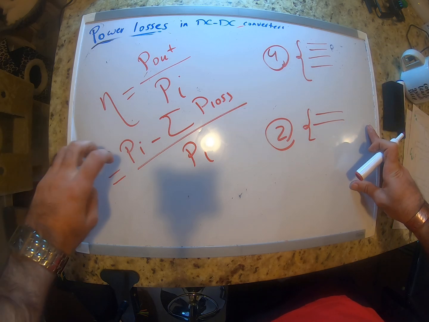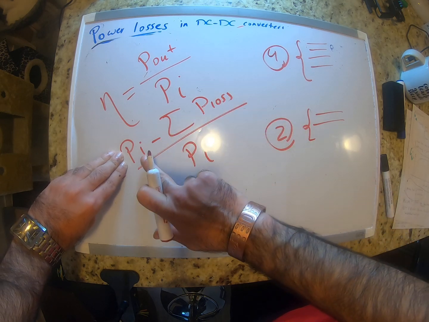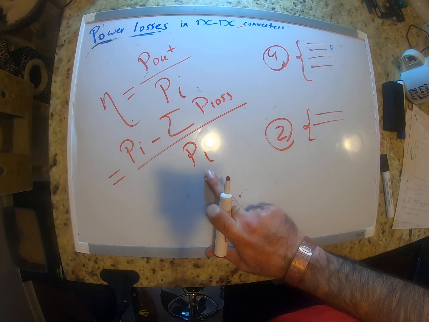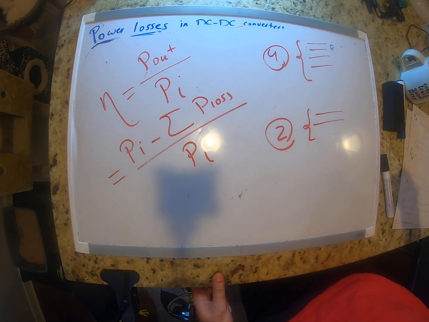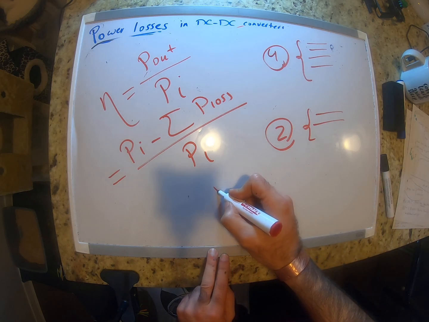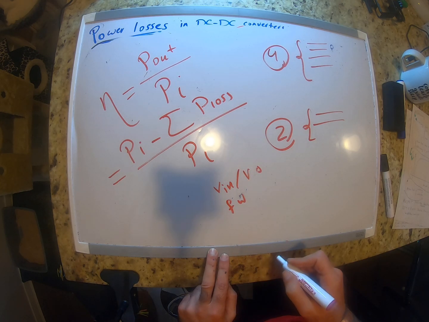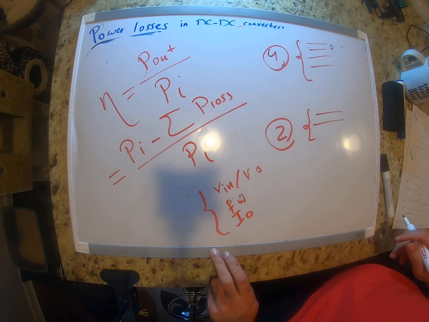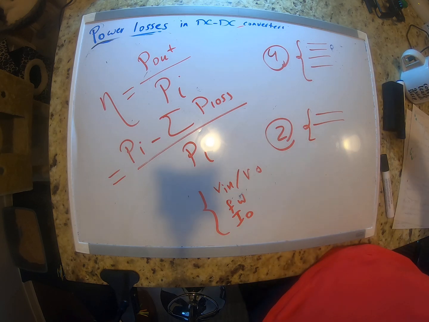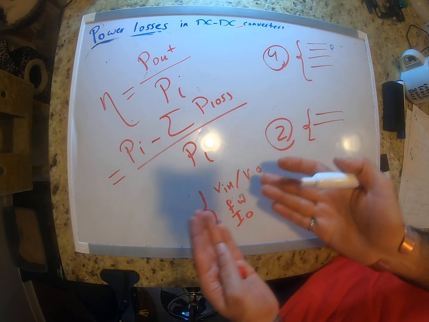their values. You have to calculate your input power and then subtract your losses from the input power, divided by the input power, to find the efficiency. One thing I should mention is that the efficiency depends on your input and output voltages, on your frequency, and on the output current, the load current.